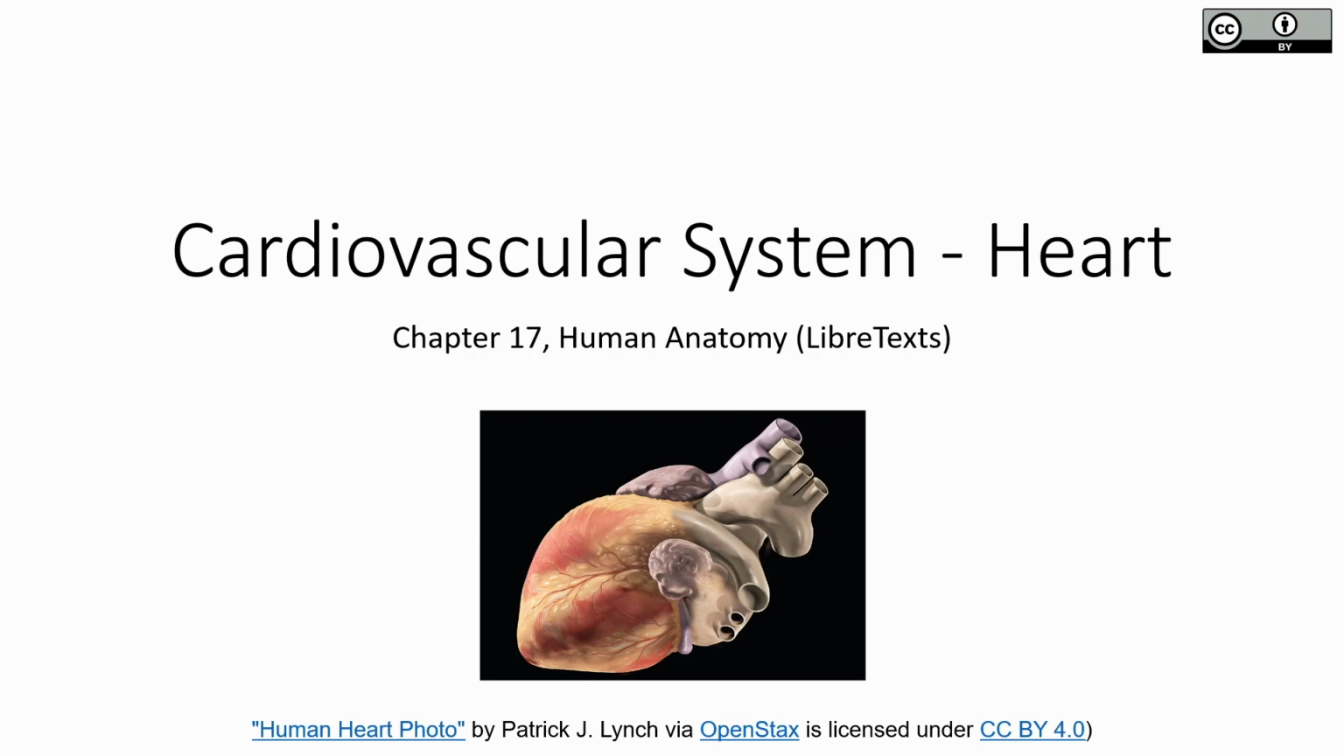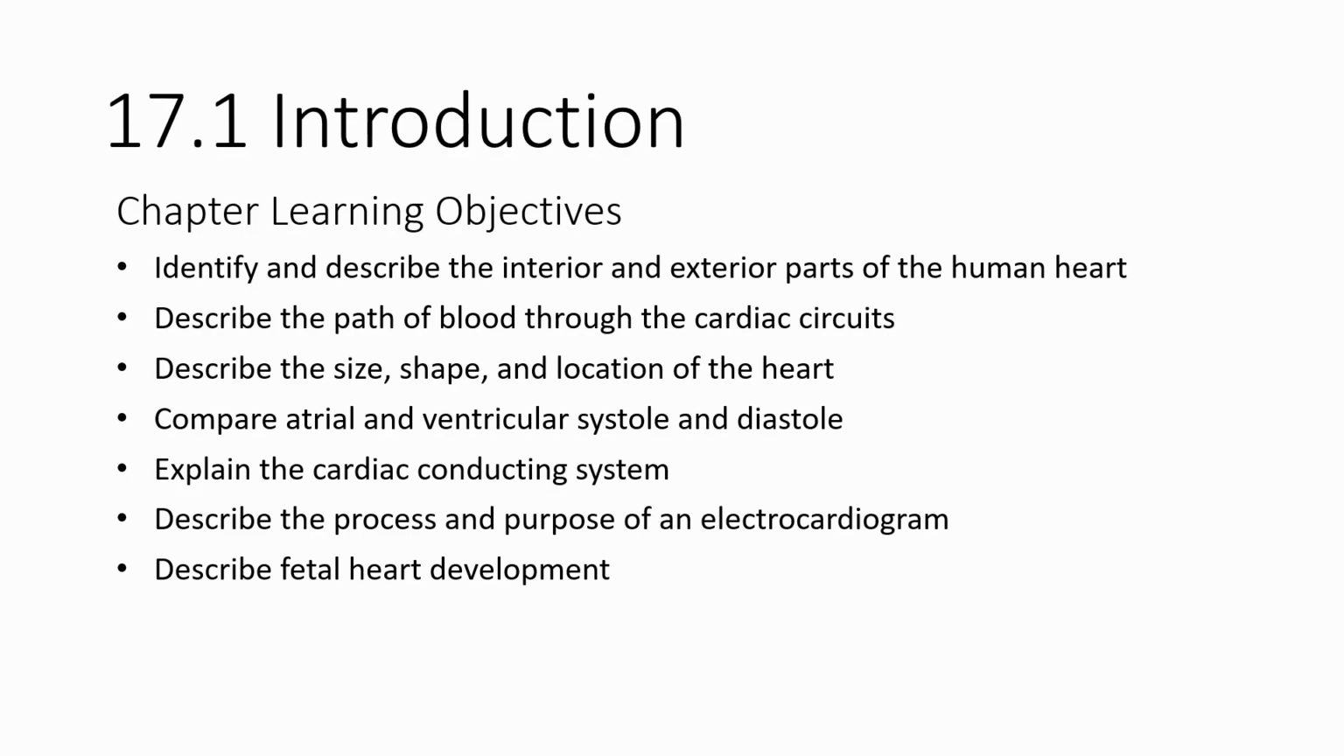So now we've gone through blood, let's move on with the cardiovascular system to really the one that takes center stage, the heart. So in this chapter, we're going to talk about the interior and exterior parts of the human heart. We'll talk about the path of blood through the cardiac circuits.